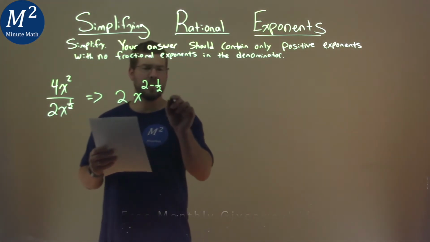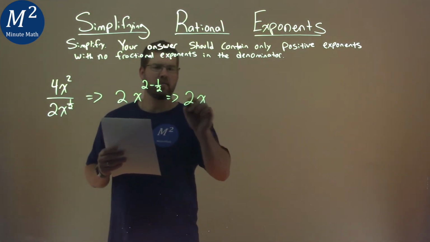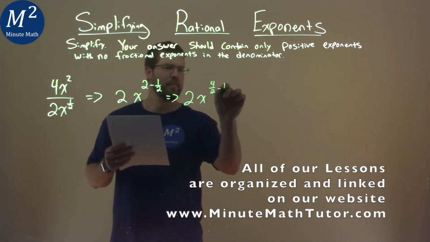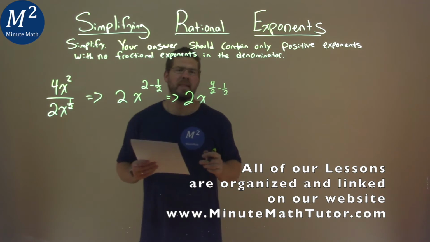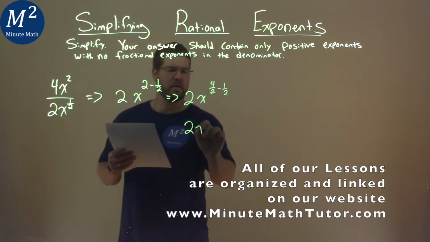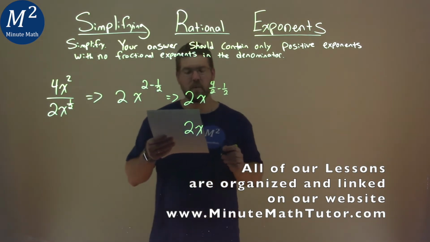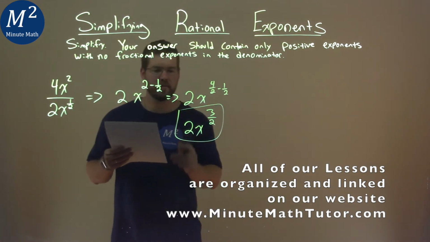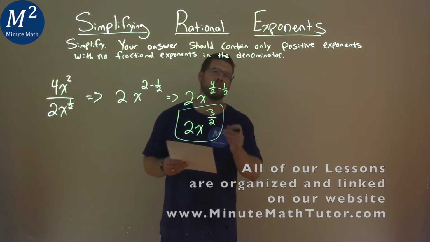Keep on going. Well, we have 2x, let's find the same base here. 2 is the same thing as 4/2, minus 1/2, and that's actually pretty easy to simplify. 2x, 4/2 minus 1/2 is a 3/2. And so our final answer here is just 2x to the 3/2 power.